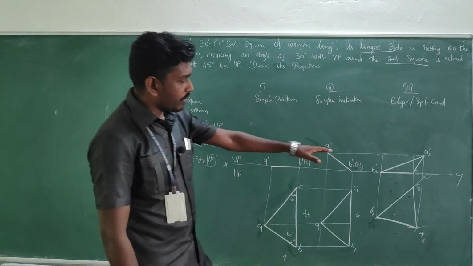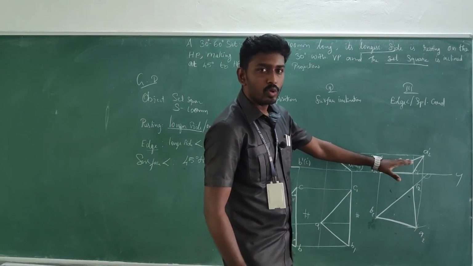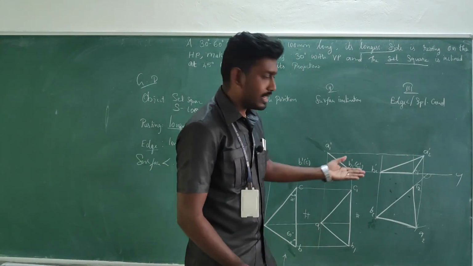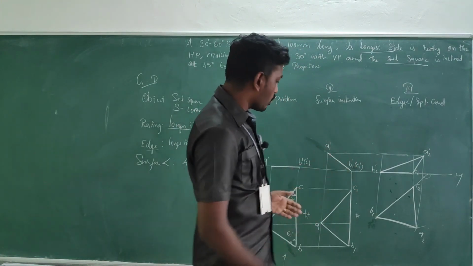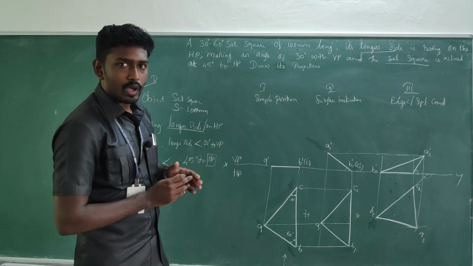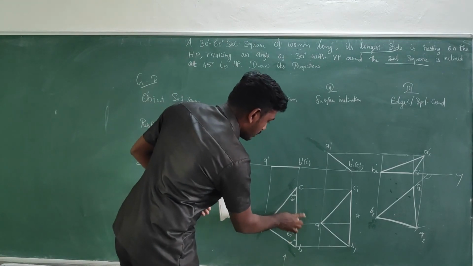When you go with the exact measurement, you will get the true shape in the final front view and final top view. Otherwise, you may get different sizes and different shapes. So if you go with the exact measurement, you will get the exact final front view and final top view, right? So here the dimension work is important.